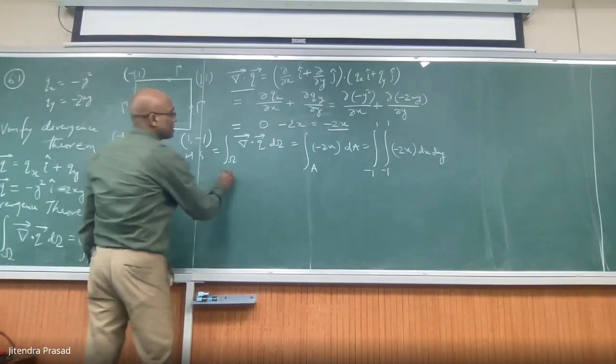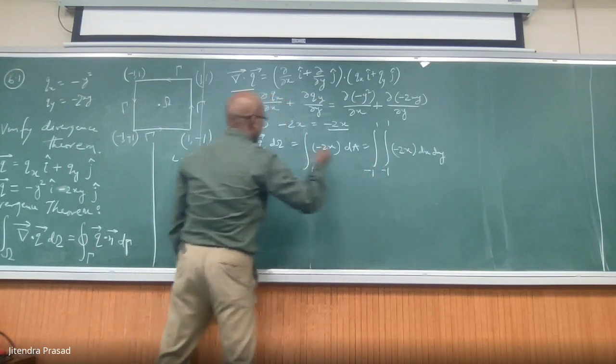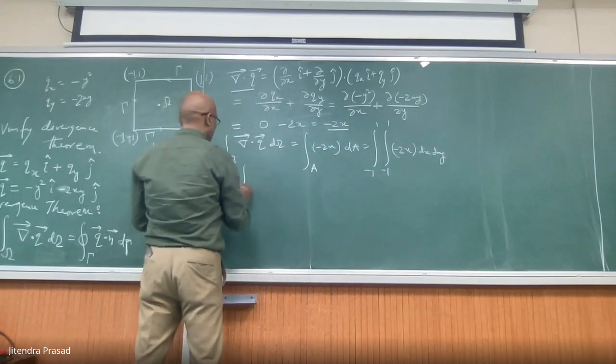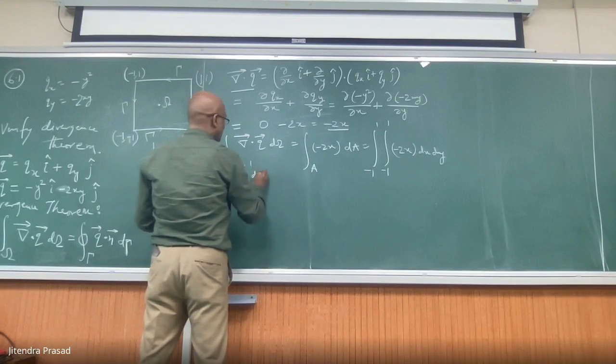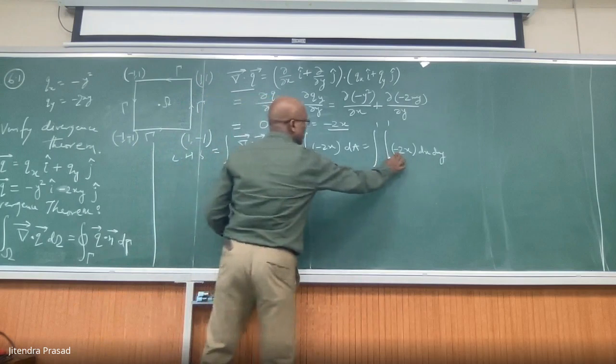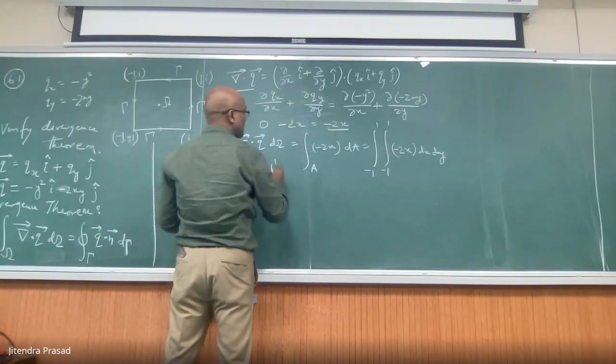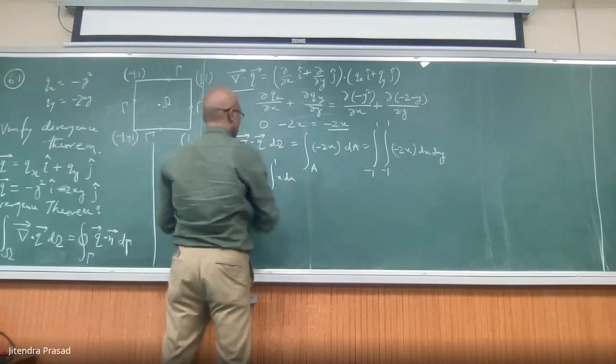There is no y, so y can come out: the integral from minus 1 to 1 of dy. You can also take minus 2 out here, as it is a constant. And then you have the integral from minus 1 to 1 of x dx.